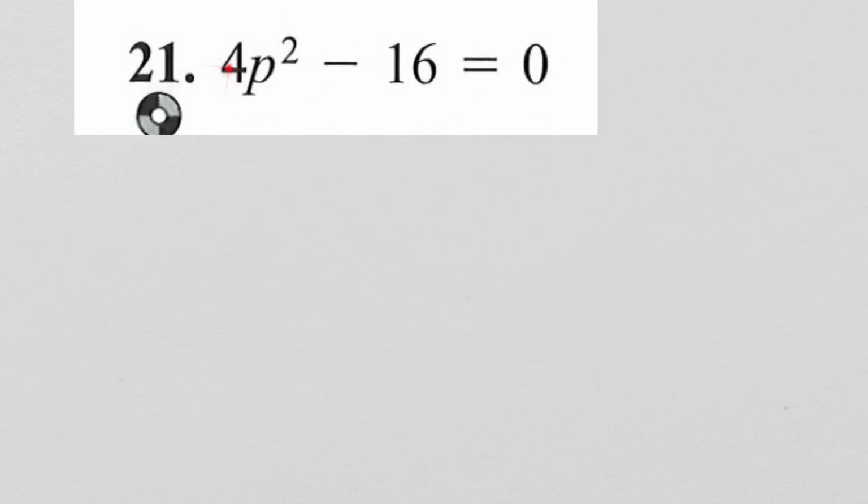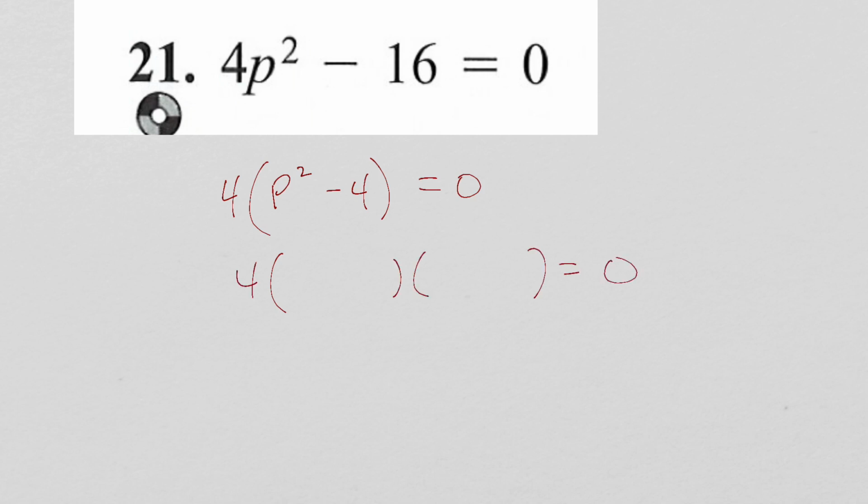Okay, again we have a GCF. There's a 4 that's divisible by both of these. So we take out the 4, and we're left with p squared minus 4. Now, this can be factored. This is the difference of two squares, p squared minus 2 squared. Whenever you have the difference of two squares, you always end up with the conjugate pairs. It's the square root of the first thing plus the square root of the second thing times the square root of the first thing minus the square root of the second thing.